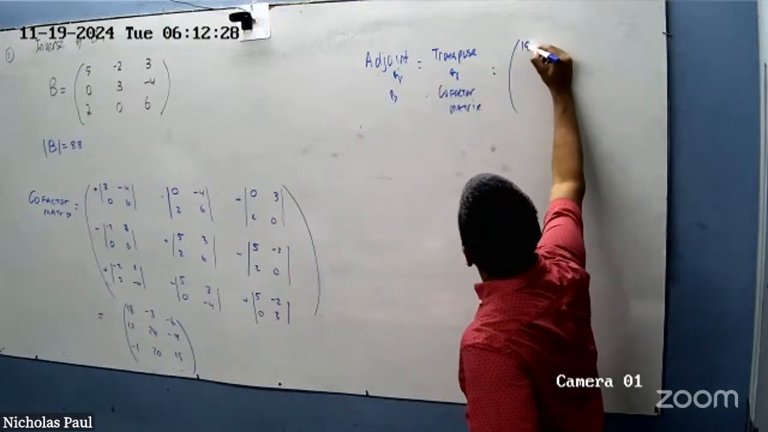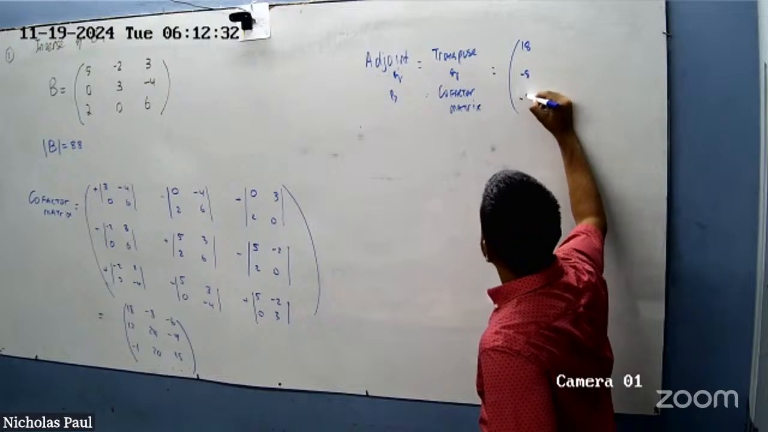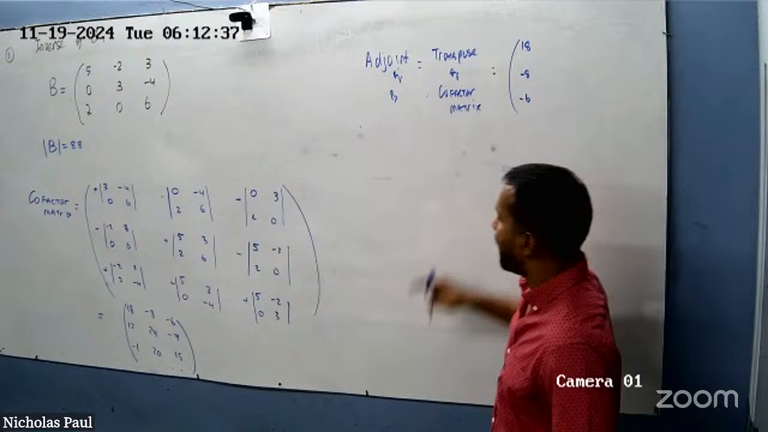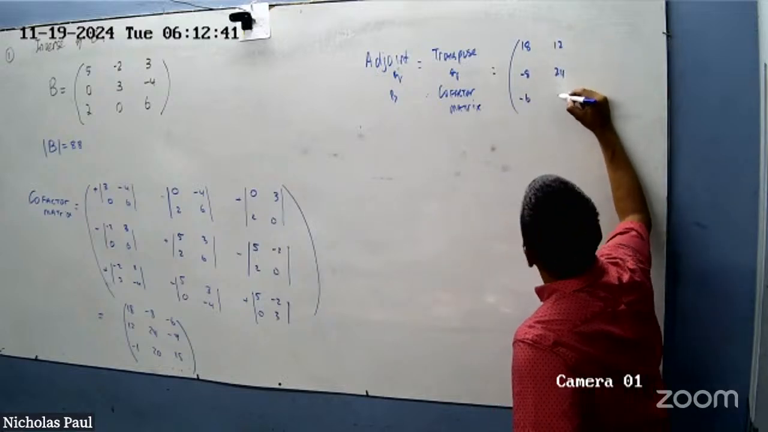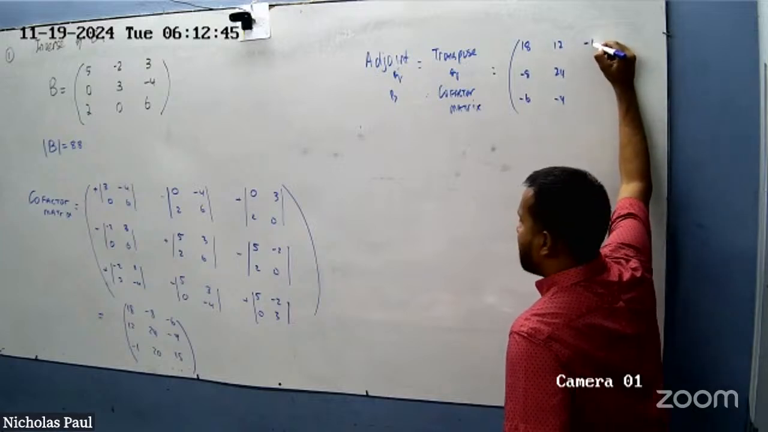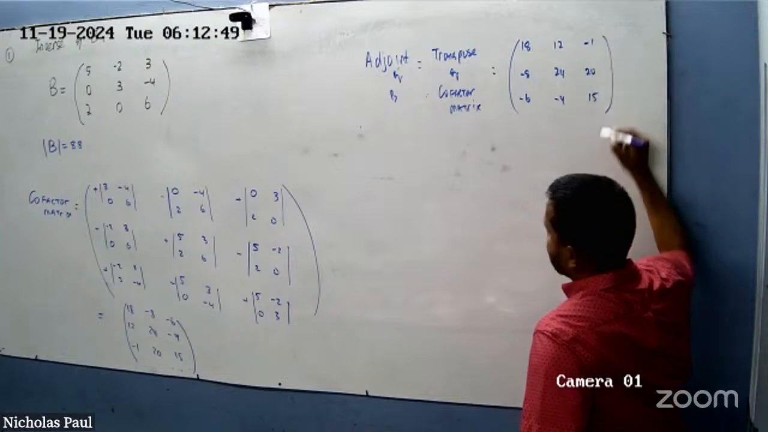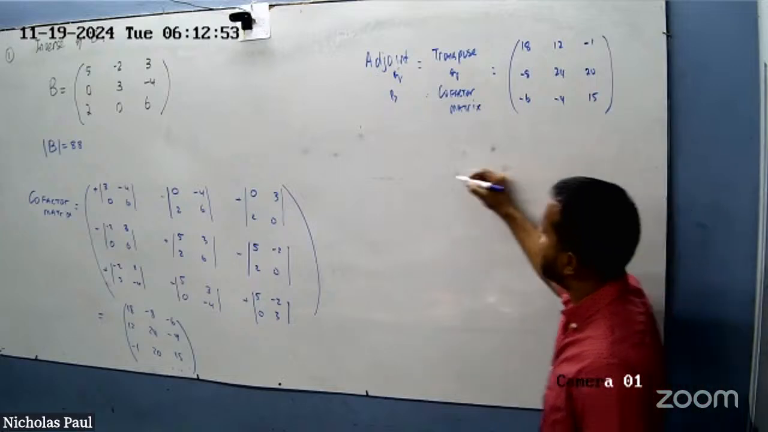So that row becomes 18, minus 8, minus 6. That's the first column. This row becomes the next column: 12, 24, minus 4. And lastly, minus 1, 20, 50. Right? This is the adjoint, and you're done.